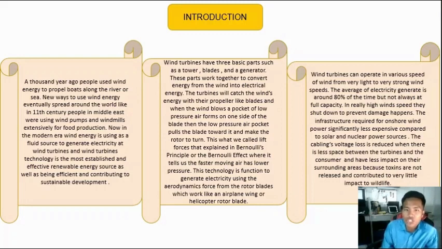This technology functions to generate electricity using the aerodynamic force from the rotor blades, which work like an airplane wing or helicopter rotor blades. These wind turbines can operate in various wind speeds, from very light to very strong winds. But the average electricity is generated around 80% of the time, though not always at full capacity. So this is the general introduction and abstract. I'm going to give it to Derek to continue the presentation of these slides to you, sir.